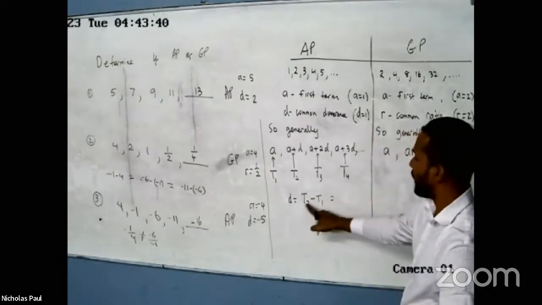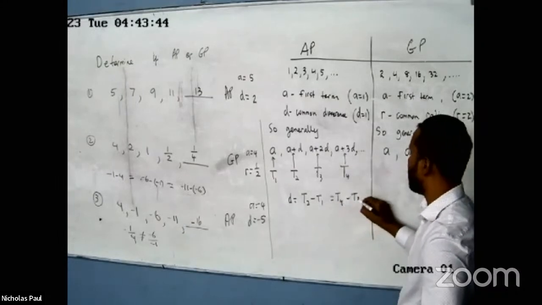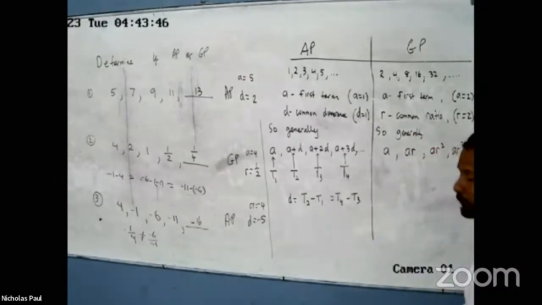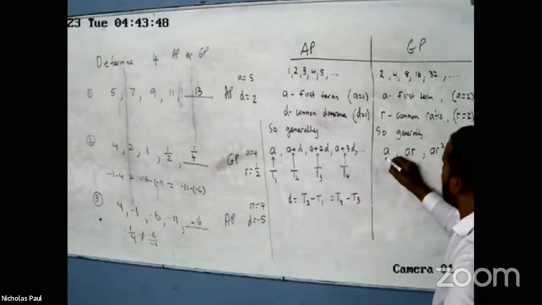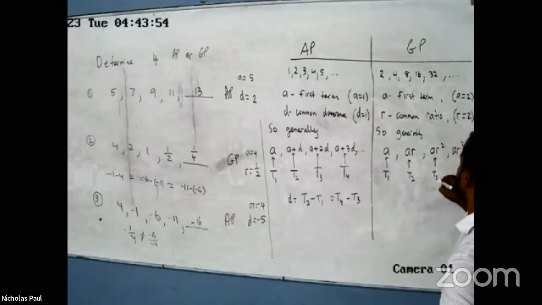So you can subtract 2 and 1. You can subtract 4 and 3. It's up to you. Right here, this is your first term. This is your second term. This is your third term. This is your fourth term.